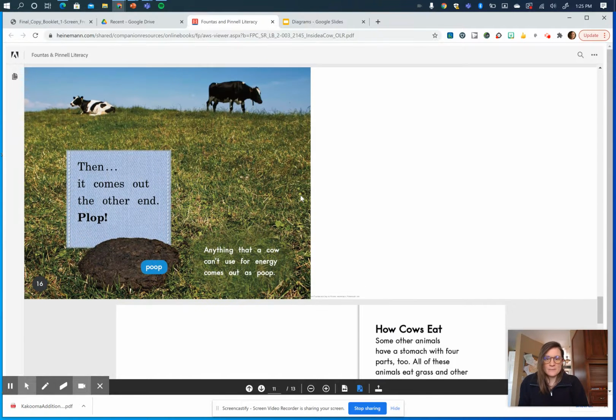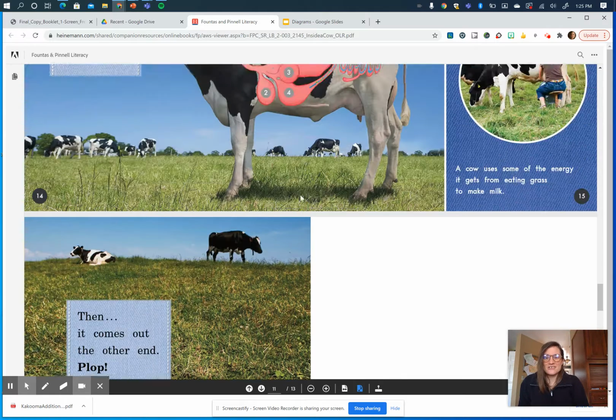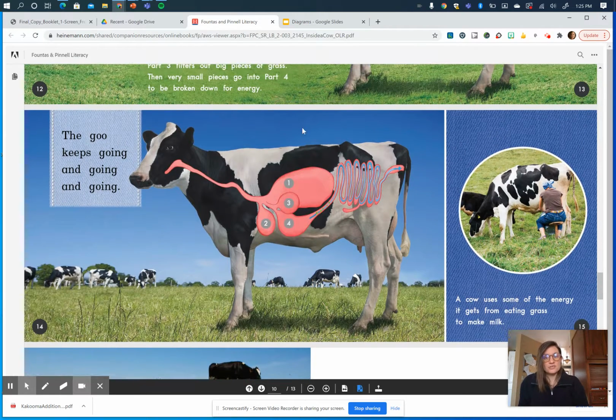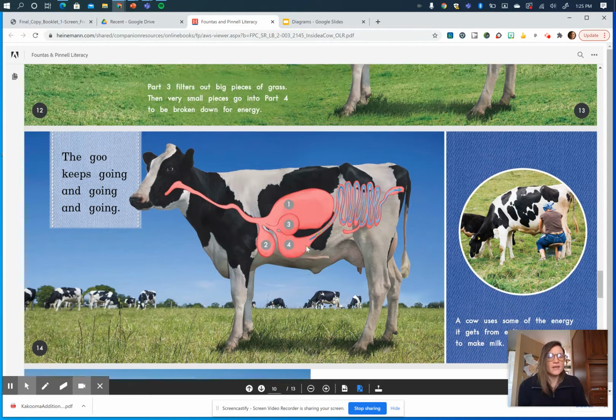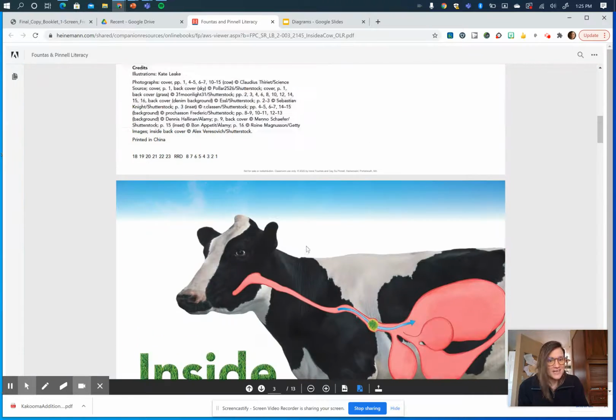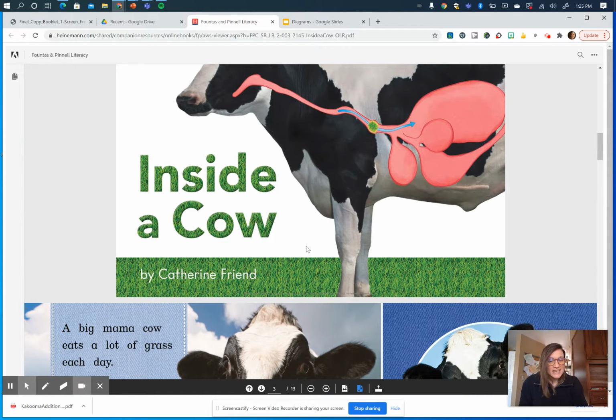All right, 2nd graders. Well, today I introduced you to the idea of diagrams, which is a text feature that has a picture with labeled parts to teach you more about a topic. And then we enjoyed this great scientific book together, Inside a Cow, that has an excellent example of a diagram.